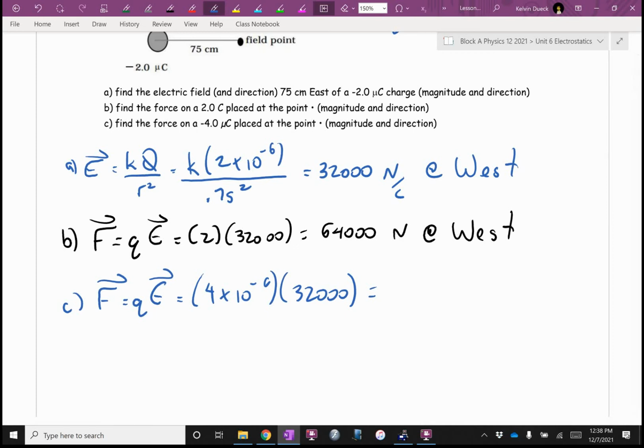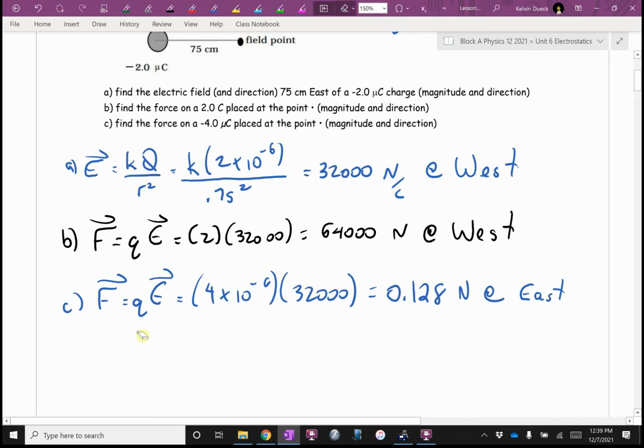.128? Yes. Newtons, direction. And I'll say east. Yep. So that's about what we can do with a single charge.